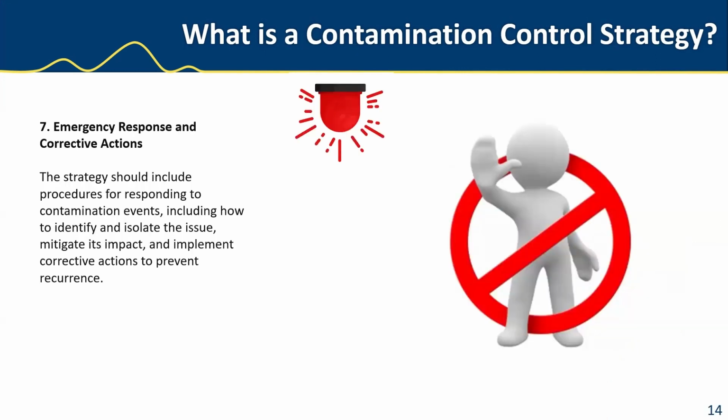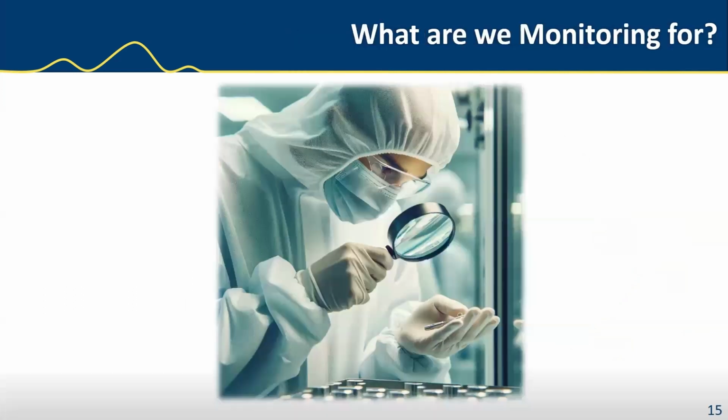Another important factor is the emergency response and the corrective actions. And the strategy should include procedures for responding to contamination events. How do you respond to a particular event? That's really important. And what do you implement and what corrective actions are used to prevent reoccurrence? So in summary, a contamination control strategy is a systematic and comprehensive approach that integrates various practices, procedures, and controls to manage contamination risks in sensitive environments, ensuring product safety, quality, and compliance with regulatory standards.